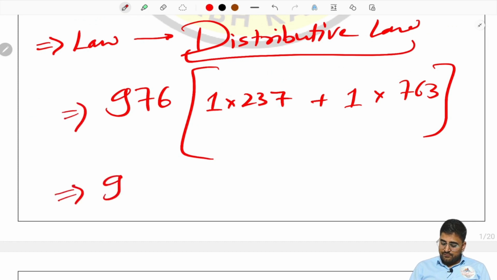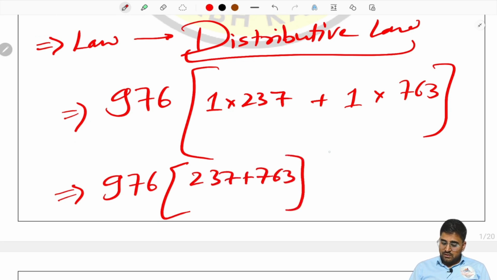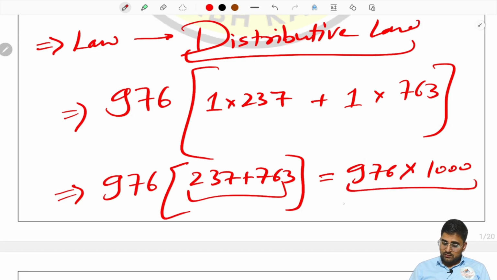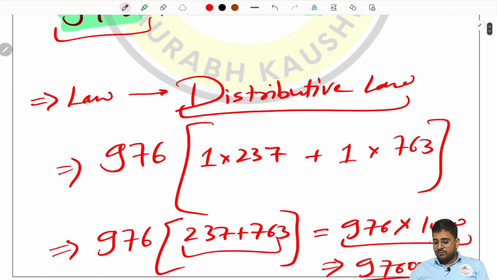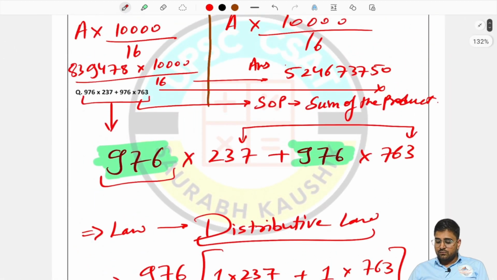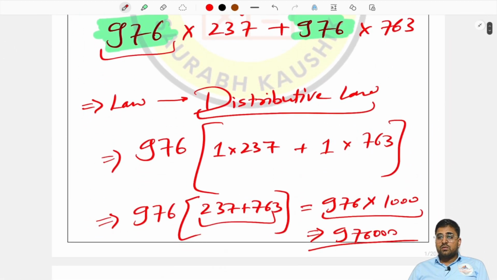Now what you have? 976, 237 plus 763, and what did it become? This is a 1000. 976 into 1000. That's what? 976000. That's the answer. So that's how distributive law is used in this kind of questions. I hope you understand this question. Let's move ahead.